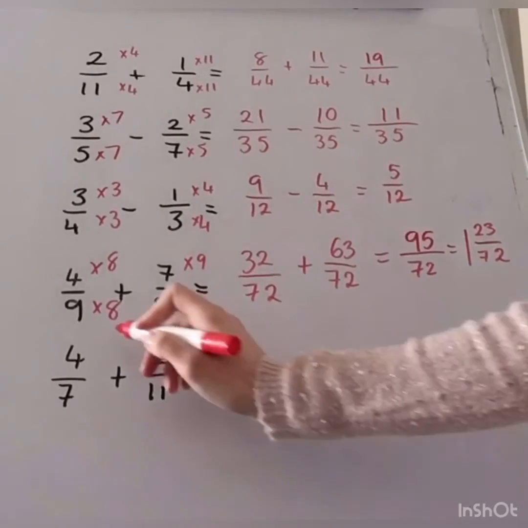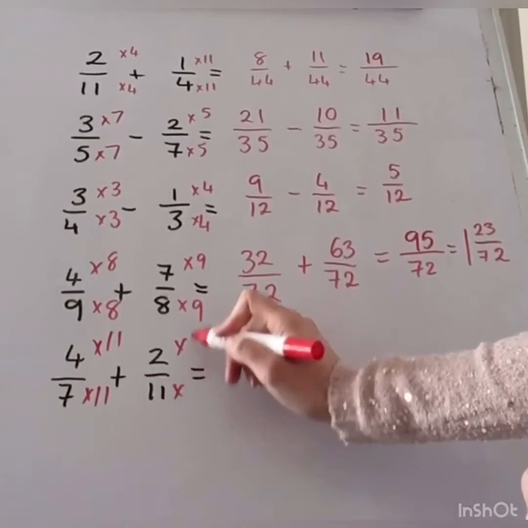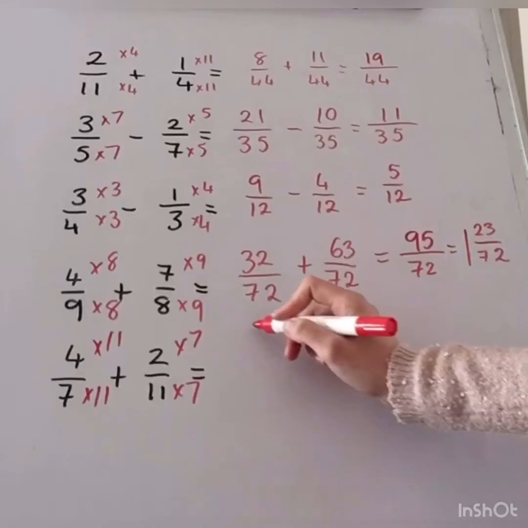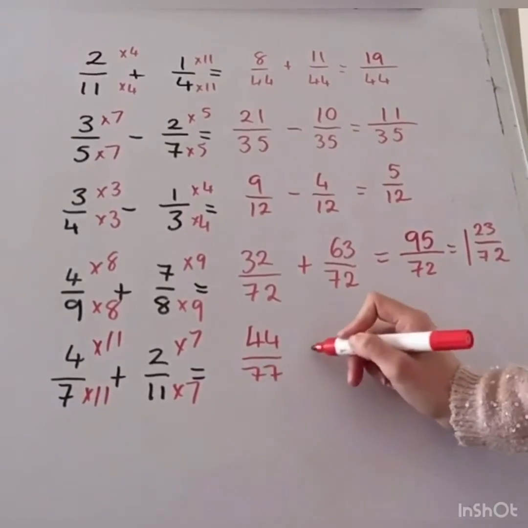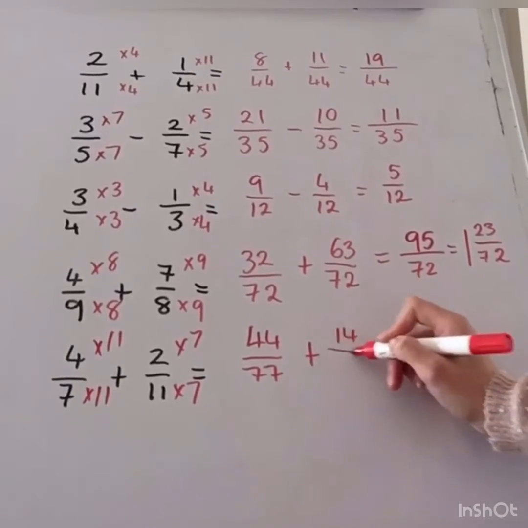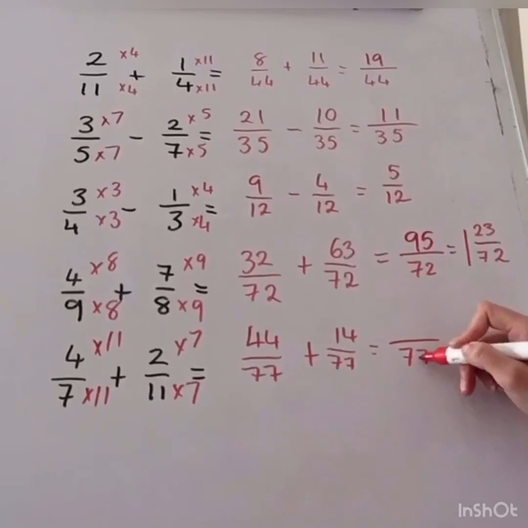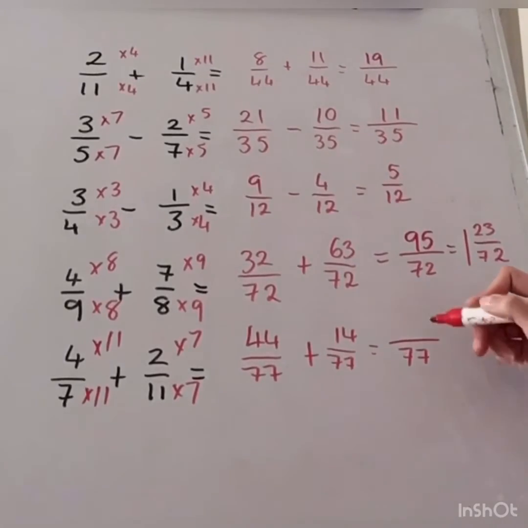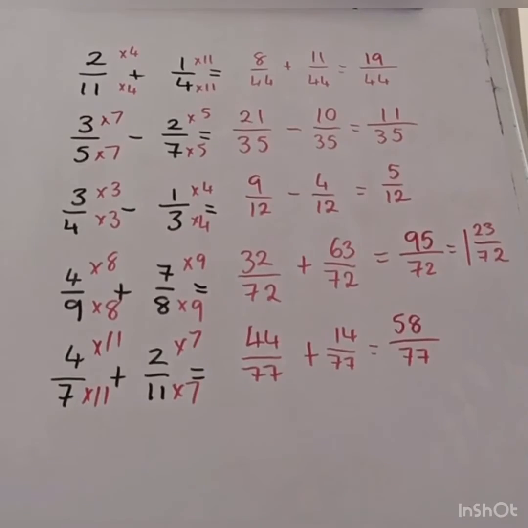Okay, for your final question, you should have multiplied the first fraction by 11 and the second fraction by 7. So we end up with 44 over 77 plus 14 over 77. And so then we can just add the tops, so we get 58 over 77.